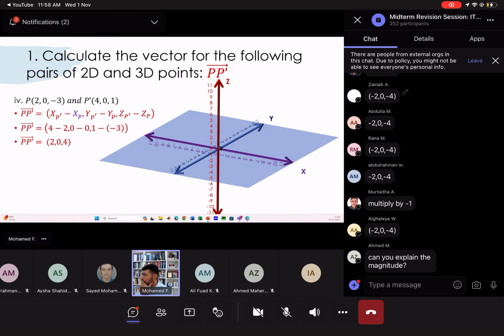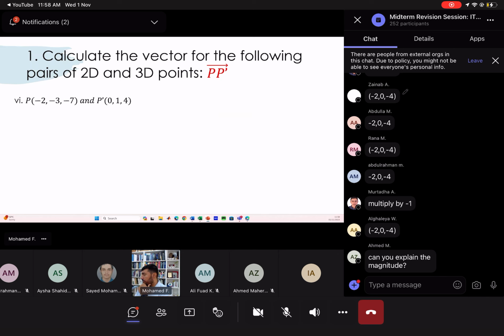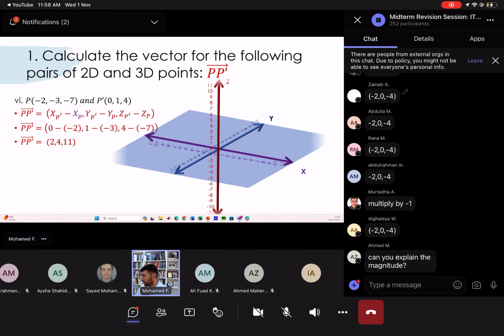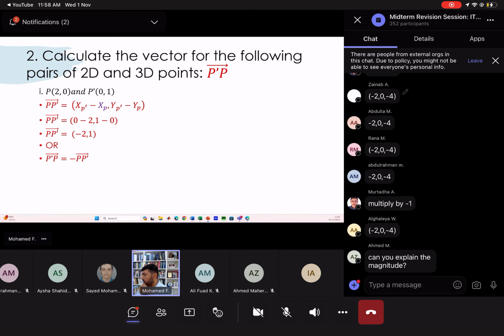Can you explain the magnitude? Yes, we are jumping to it now. So we can see these points are as following, as you can see them. We move on the x-axis, then the y-axis, then we go up or down. Okay, calculate. This is going to be the same. We are not going to do it again. And we can see these are the points of them.